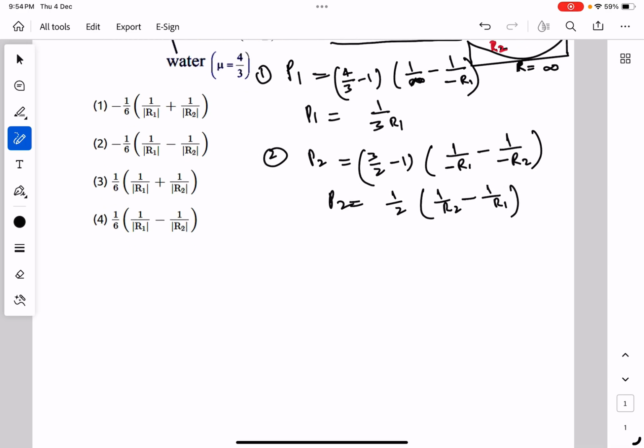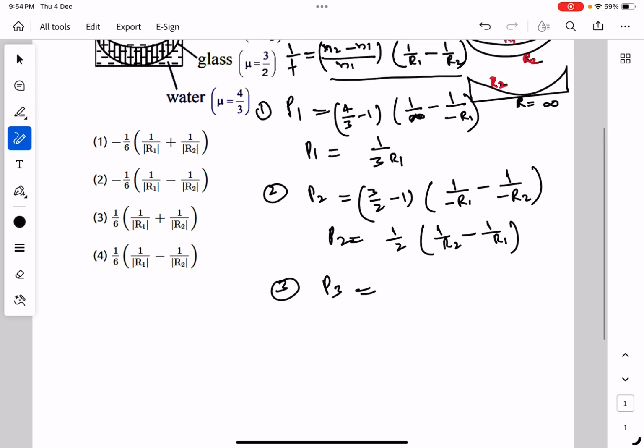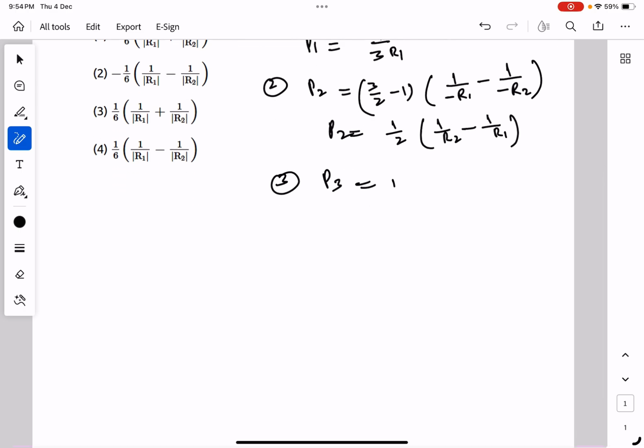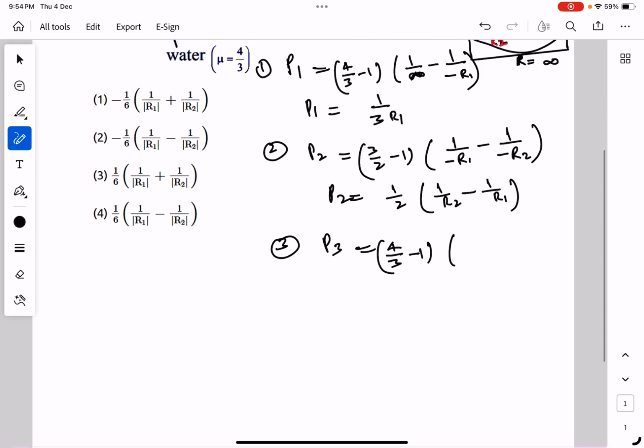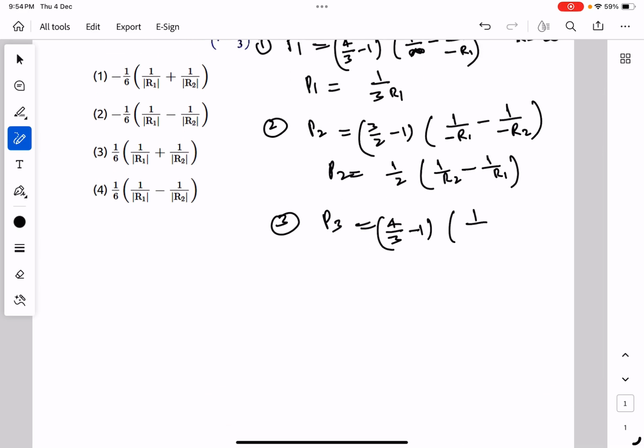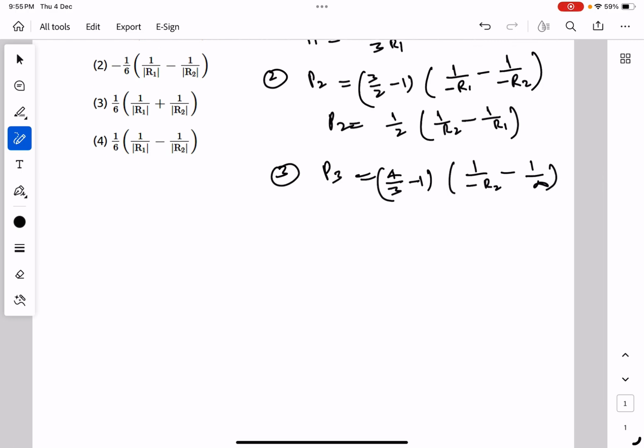Now let's find out P3. This would be equal to 4 by 3 minus 1 into 1 upon minus r2, and second surface is plane, so its radius of curvature is infinity. So this is equal to minus 1 upon 3 r2.